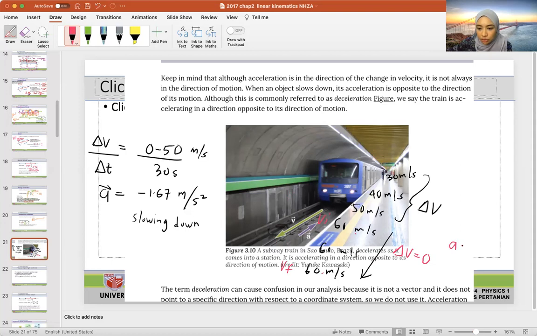Okay, so my acceleration over this section of time, delta V over delta T, whatever that duration is, is equal to 0 because my velocity is no longer changing. My velocity is the same. When there is no change in velocity, my acceleration is 0. When there is a change, my acceleration can be positive or negative. It is positive if the train speeds up. It is negative if the train slows down.